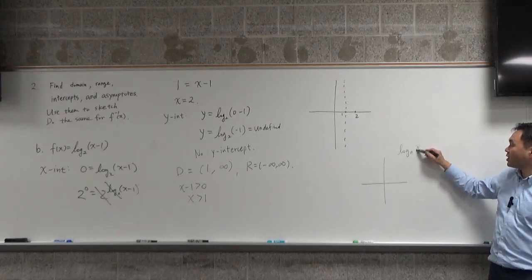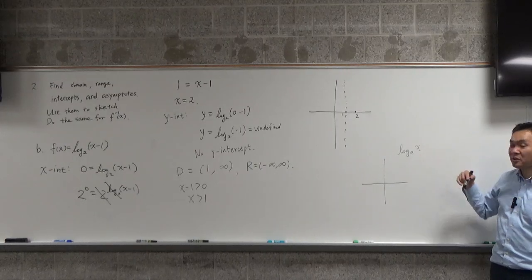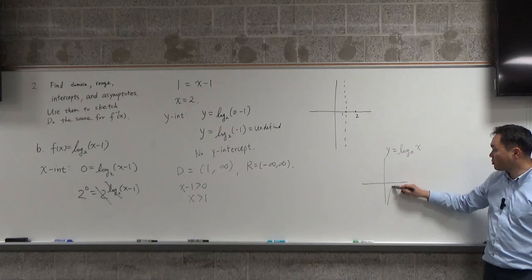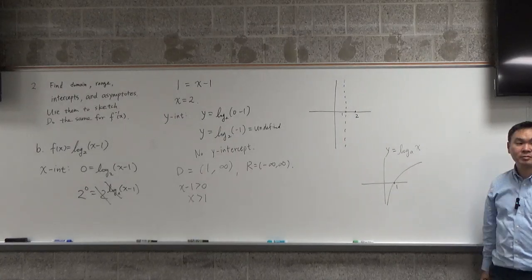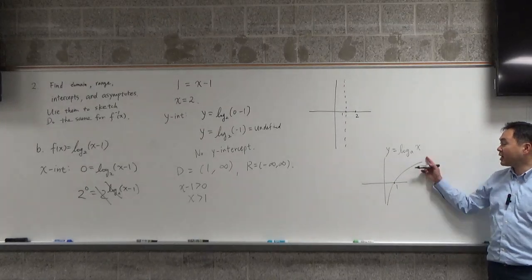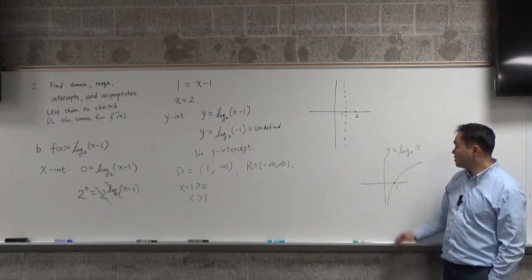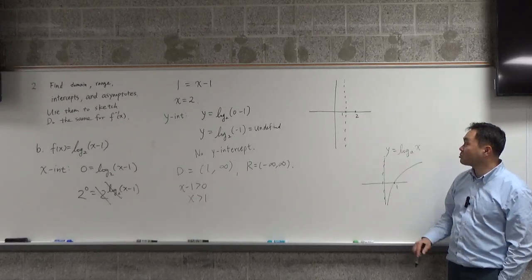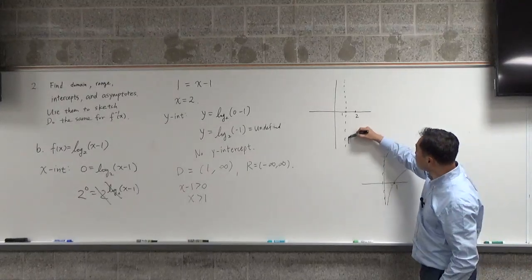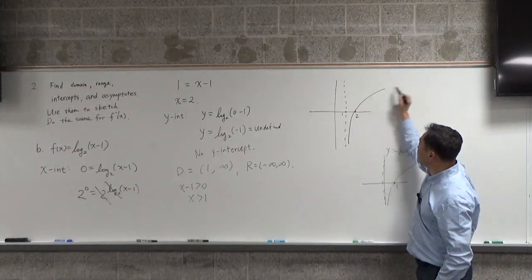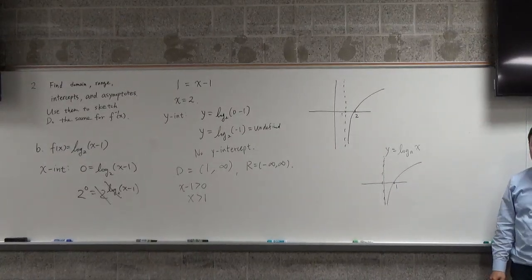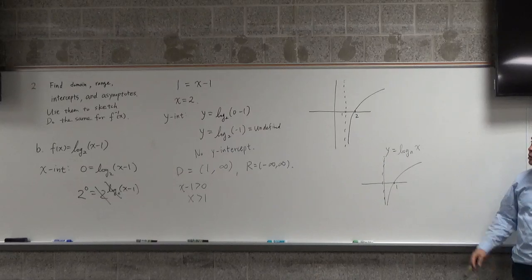The log a of x, if a is bigger than 1, then the graph of y equals log a of x has the following form. Okay? So if you knew that, and if you knew that this would be the vertical asymptote, right? So you're going to have this as the graph. So that's the graph if you knew this.